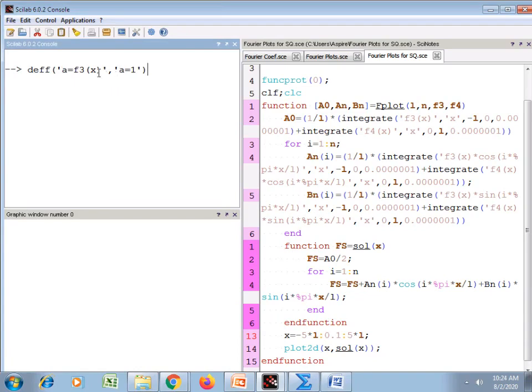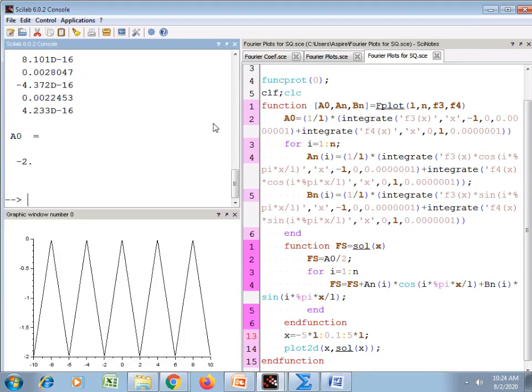which is defined by the function f3 equal to, suppose, x for the first half of the period and the function f4 is equal to minus x for the second half of the period. So the number of terms in the Fourier series is, suppose, 20. Now this is the triangular waveform.